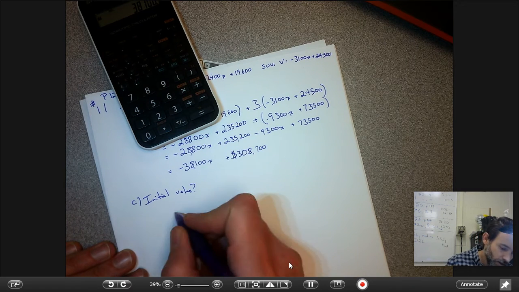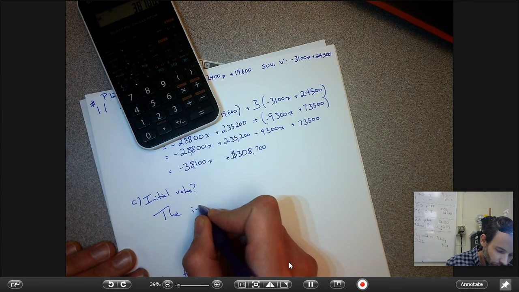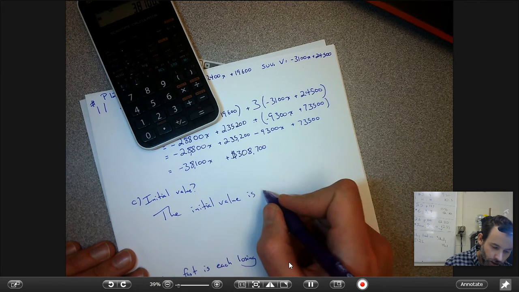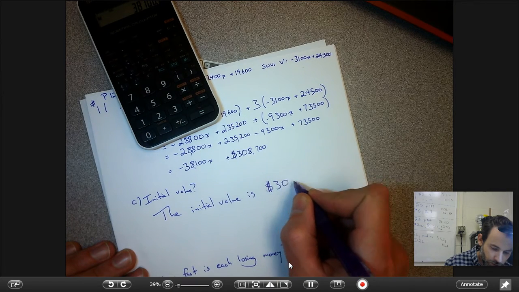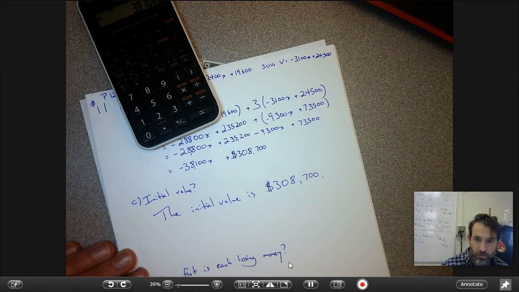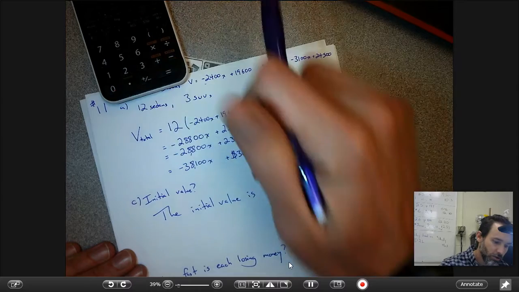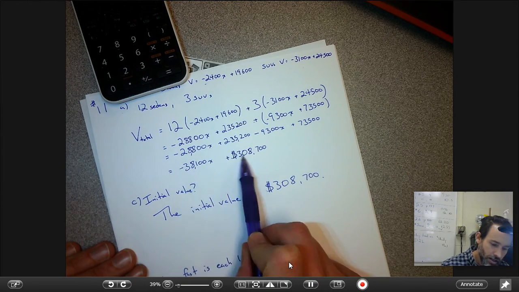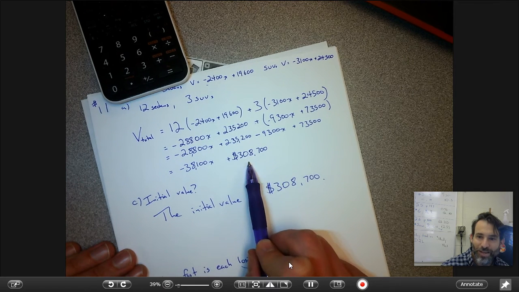So what's the initial value of the vehicles? The initial value is $308,700. That's how much they paid for the vehicles in the beginning. How do I know that? Well, what time was it when the beginning happened? It was 0 time, or that was the 0 year when they bought them. So I put 0 in here for x. This is 0, and then that's all that I got. That's why I know that's the initial value of the vehicles.